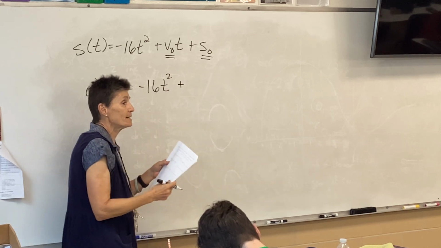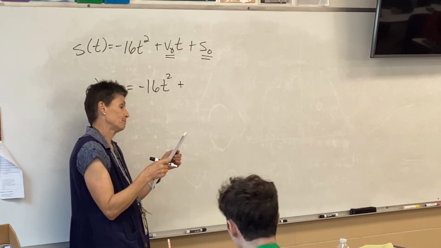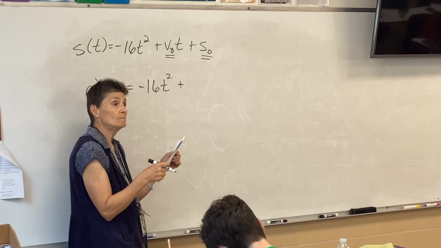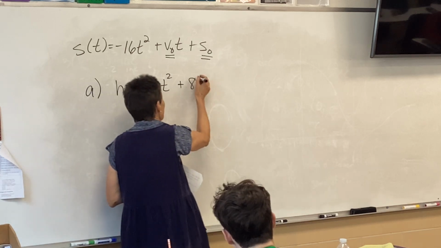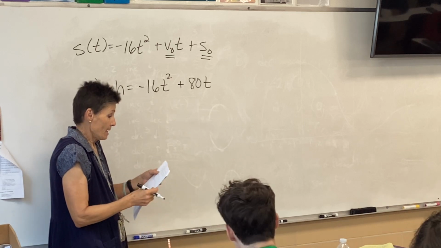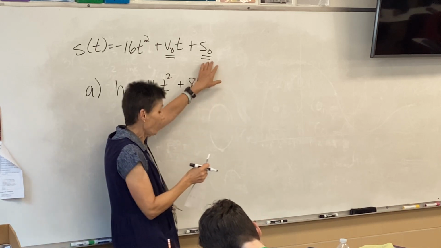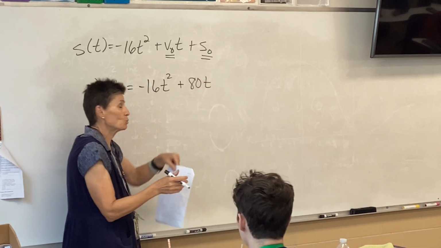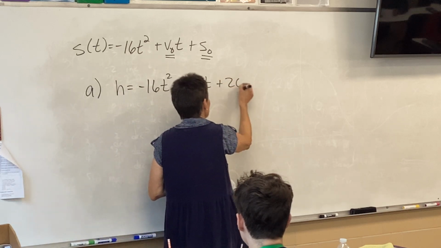What is the initial velocity? 80. So we put an 80, and there is a t hooked to that. And then what is our initial height? 20. We're throwing it off a 20-foot building.